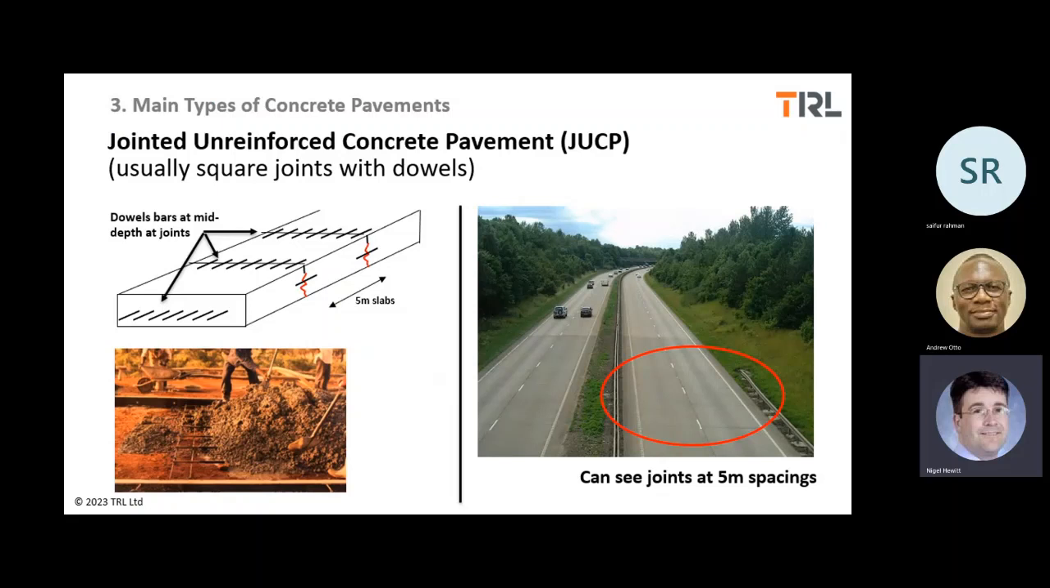A very common type is jointed unreinforced concrete pavement. As I said, you're laying the concrete in one long strip, but you're introducing joints to control where the cracking occurs, approximately every 5 meters. On the right, you can see the joints at 5 meter spacings. So if you're walking on the road, you can easily identify that it's a jointed unreinforced concrete pavement.